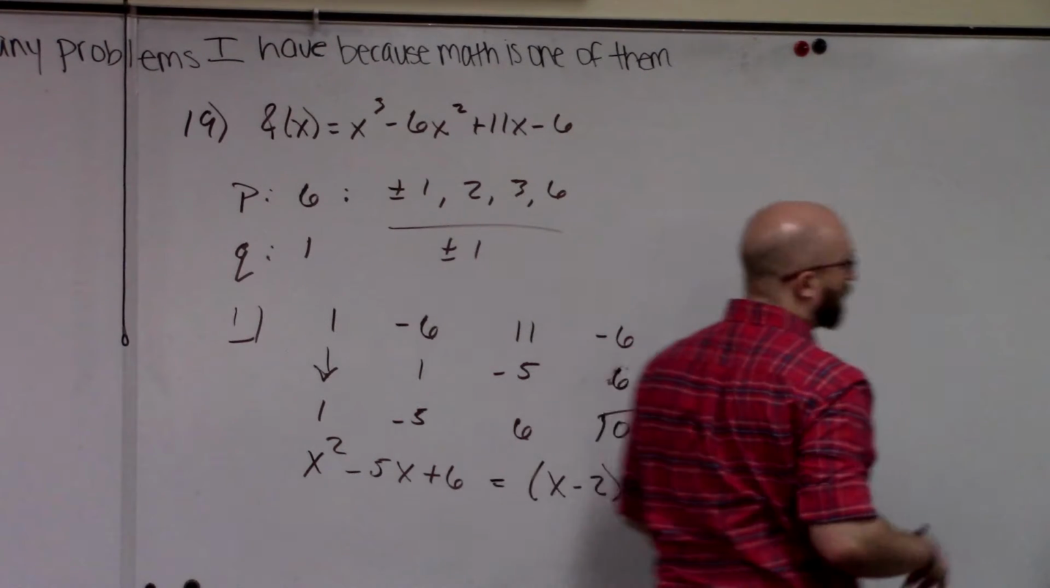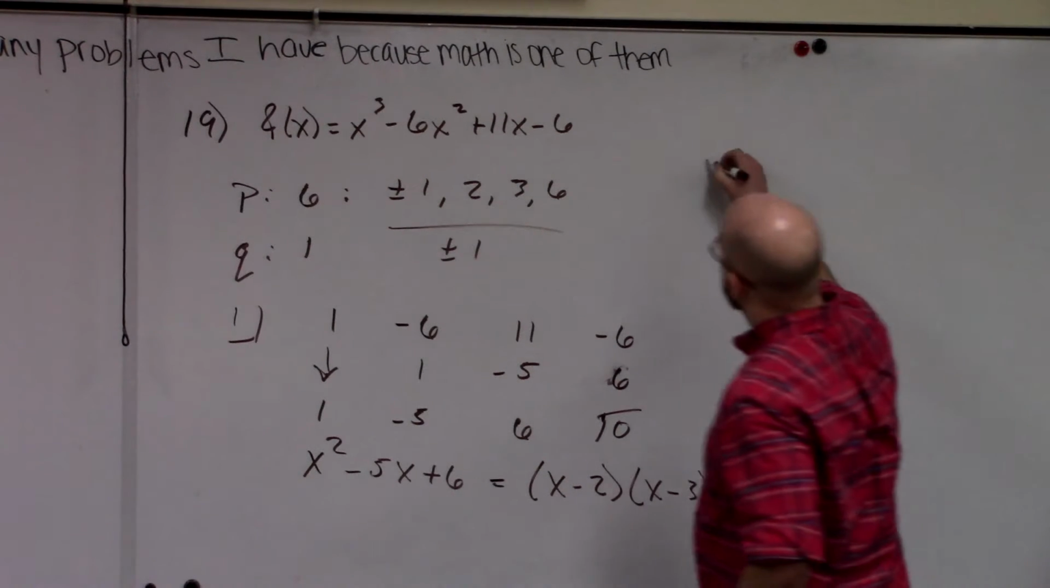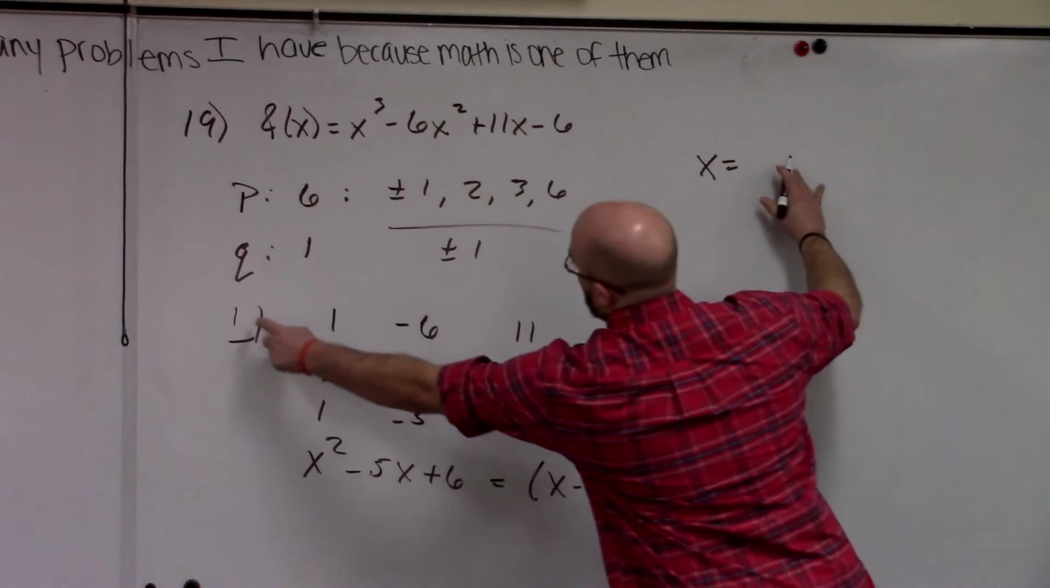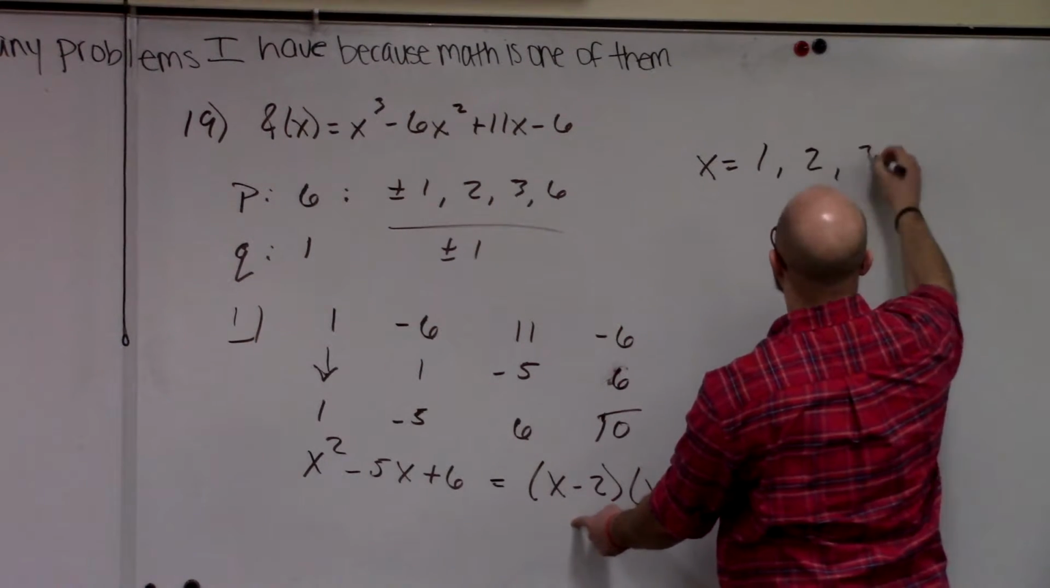So what are our zeros then? Plus or minus 1, 2, and 3.